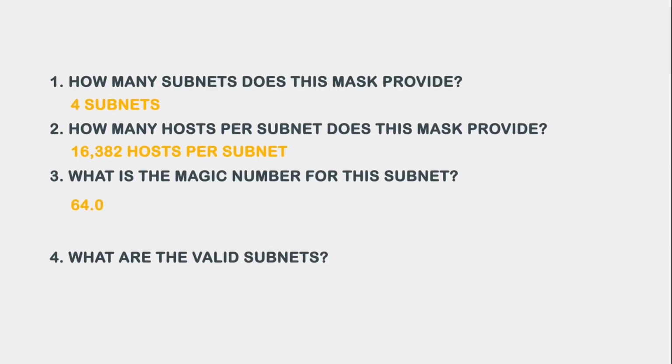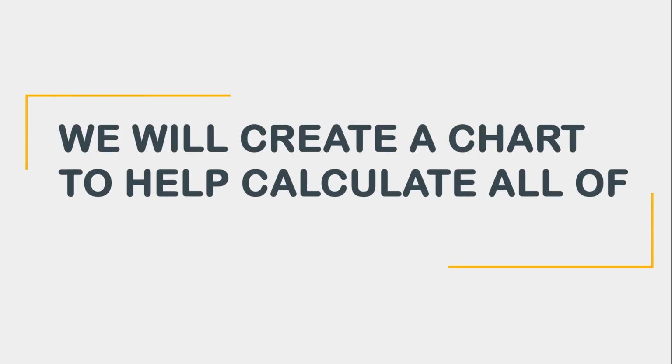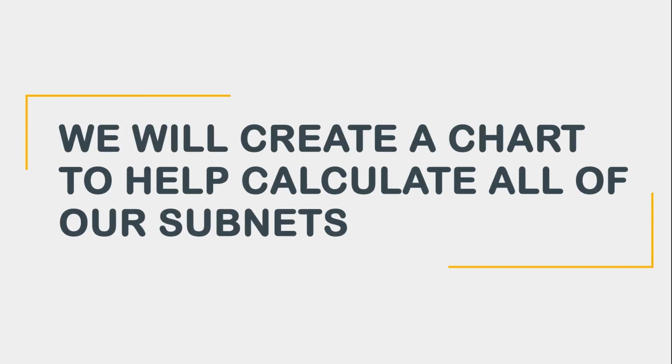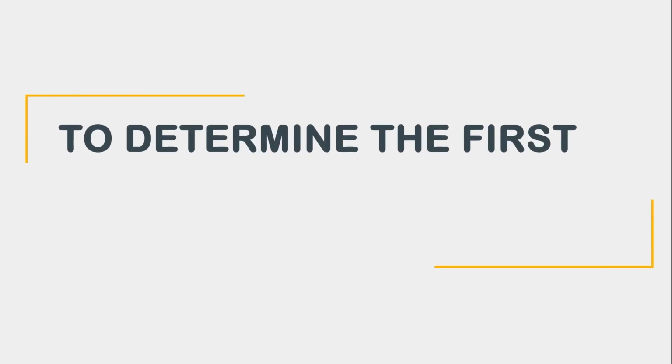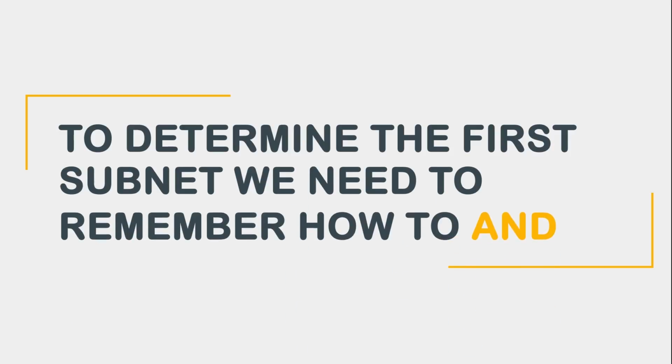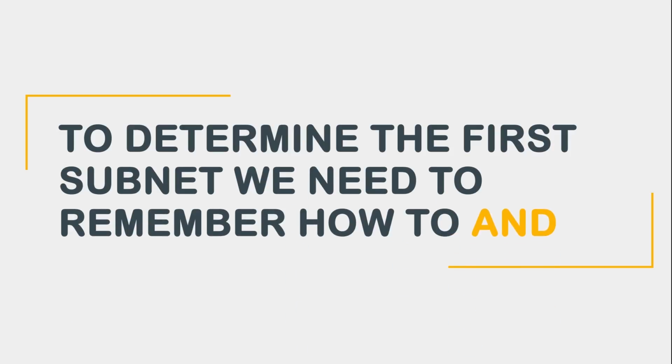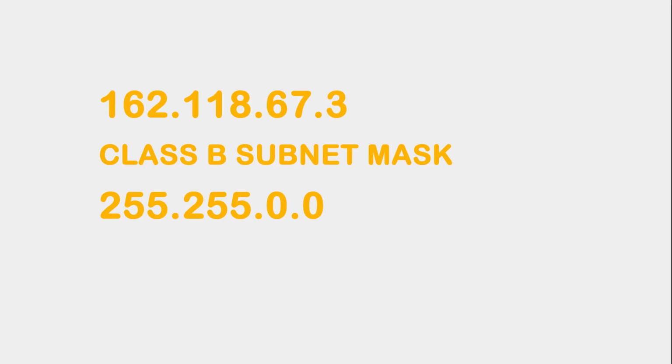Question 4 asks, what are the available subnets? In order to understand this question, we will create a chart to help calculate all of our subnets. To determine the first subnet in this chart, we need to remember how to AND. If you cannot remember how to AND, please go back to that video lesson and do some practice. Take our given IP address and AND it with the default Class B subnet mask. You should get 162.118.0.0. Remember, if you forgot how to AND, please go back to the previous lesson and practice.